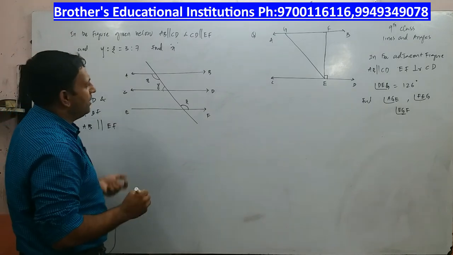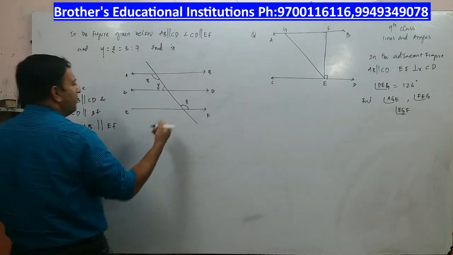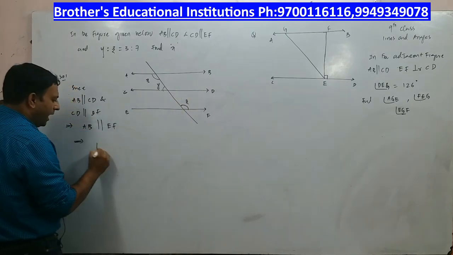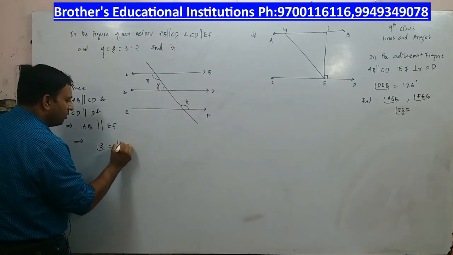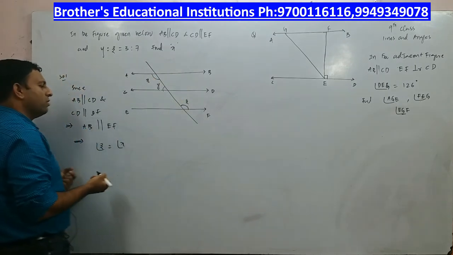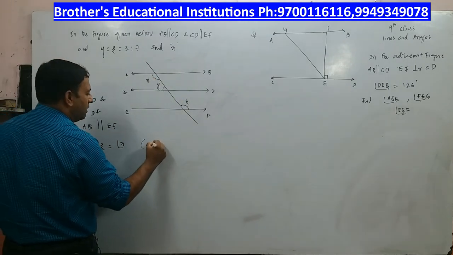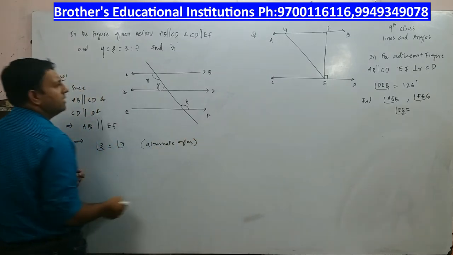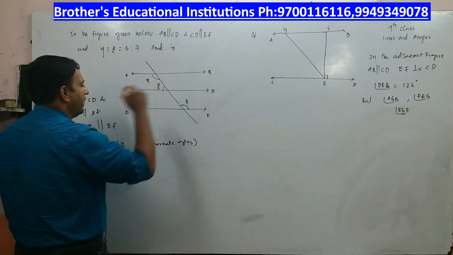Now why am I writing AB is also parallel to EF? Because once I say AB is parallel to EF, it in turn implies angle Z is equal to angle X. Why is angle Z equal to angle X? They are alternate angles. And they are equal. Alright.